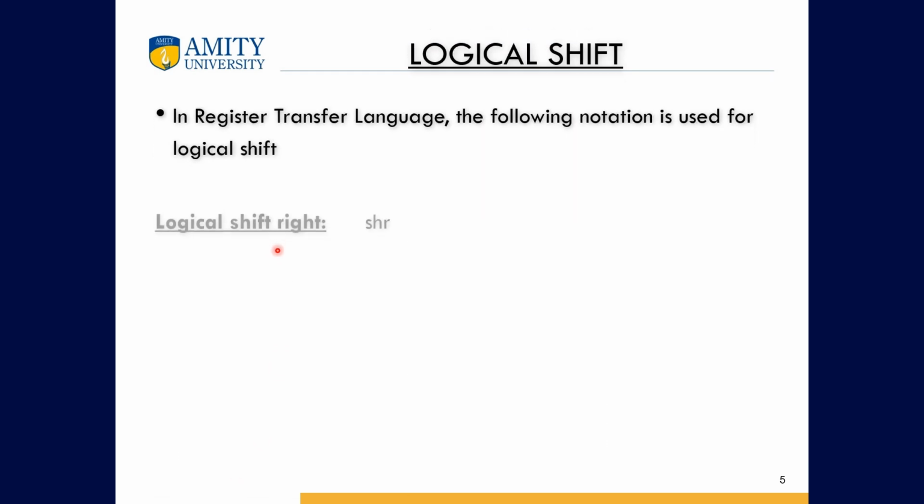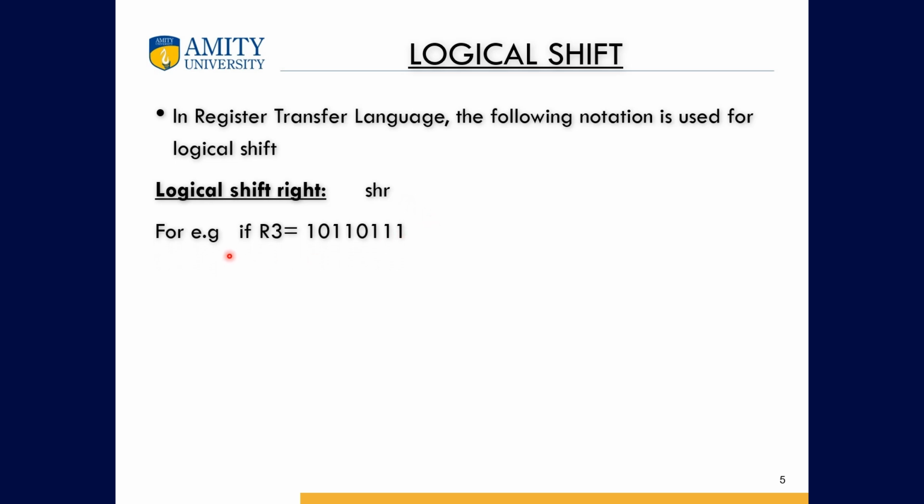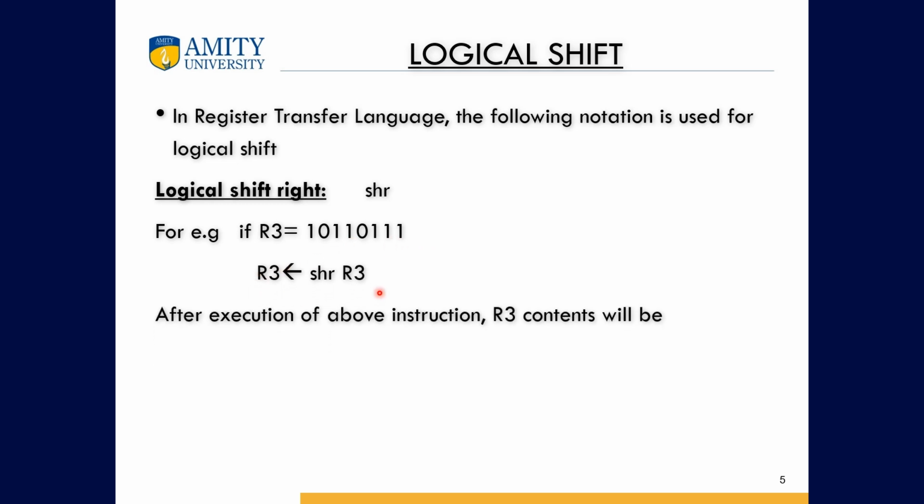Here is an example for a logical shift right. The notation is SHR, that means SH for shift and R for right. If we have R3 as our register with data 10110111, then we will be representing it as R3, where we store the shift right of R3. The execution will be giving us the following output.